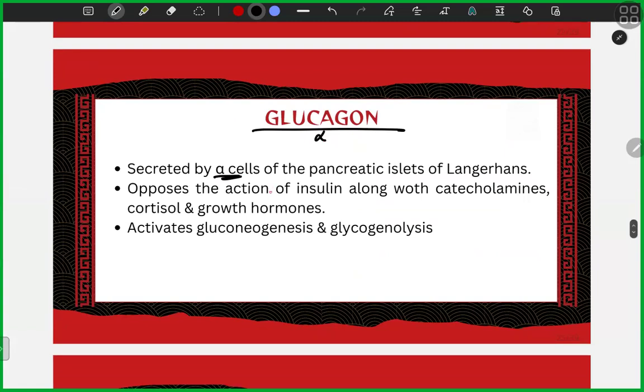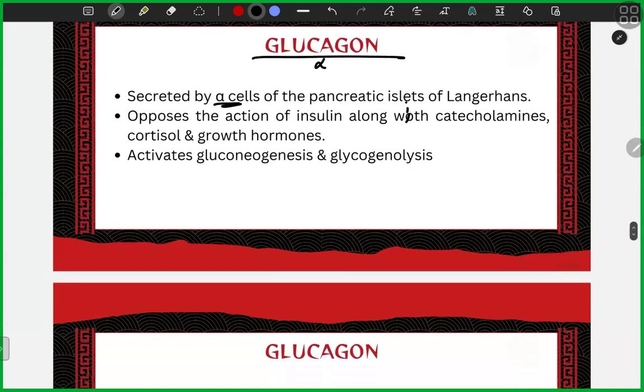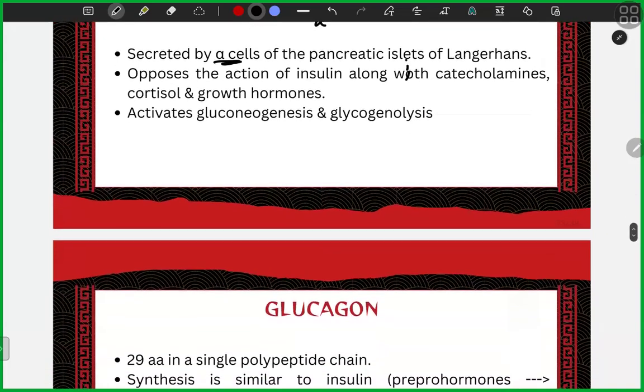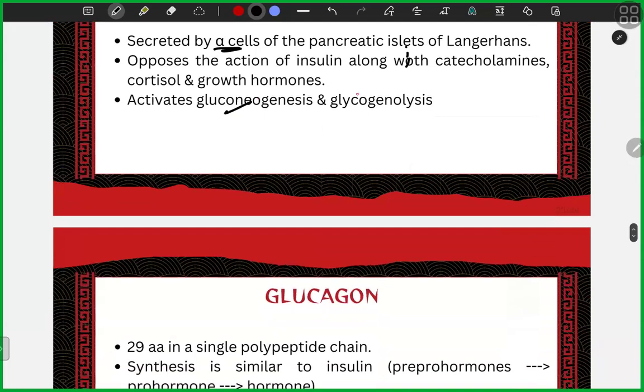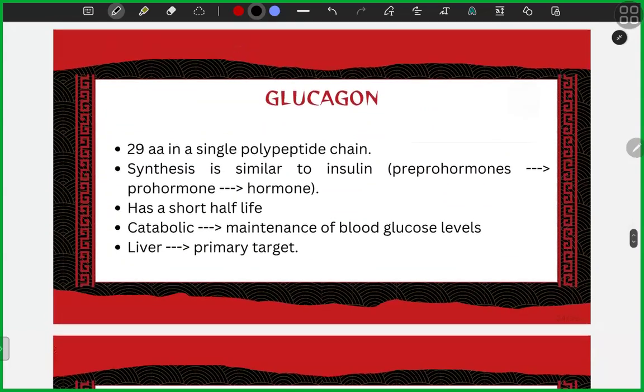Glucagon is secreted by alpha cells of the pancreatic islets of Langerhans, and it opposes the action of insulin, along with catecholamines, cortisol, and growth hormones. All right, we're going to go over this again, so don't worry. It activates gluconeogenesis and glycogenolysis.